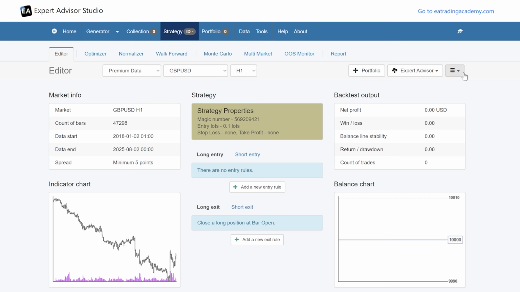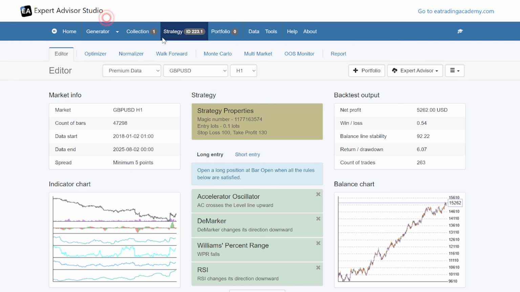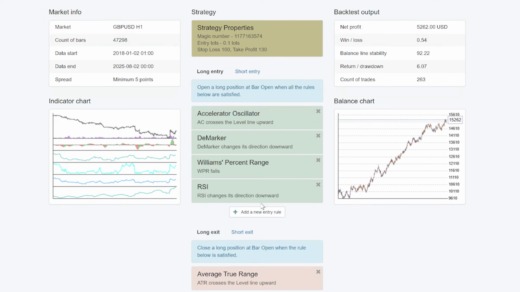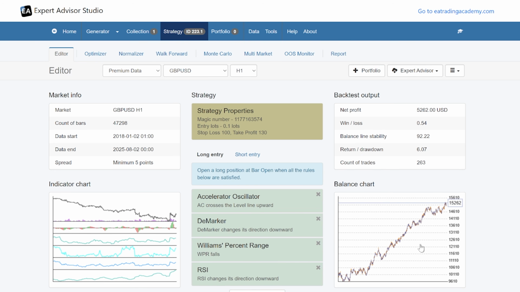Now let's review EA Studio's performance for the backtest and compare with the results we're seeing here. If I import this expert advisor here, we get to see the rules: the 4 entry rules, an exit rule, take profit and stop loss. It's got a win rate of 0.54, so slightly less than we've seen. Very good, stable balance line, good return to drawdown ratio as we've seen in the live results, and that's us testing it over the last 7 years.